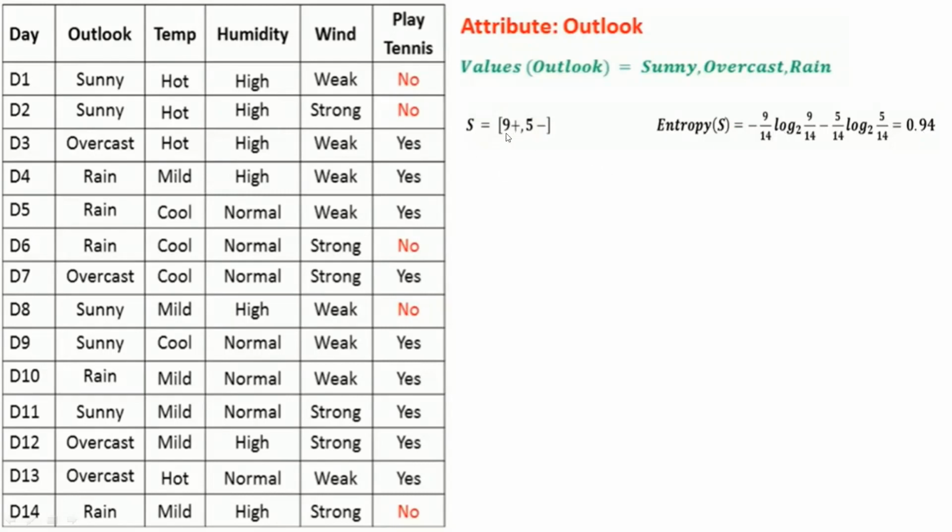So initially you have calculated the entropy for the entire data set. Now you need to consider one attribute, which is outlook. In turn, it has three values, right?